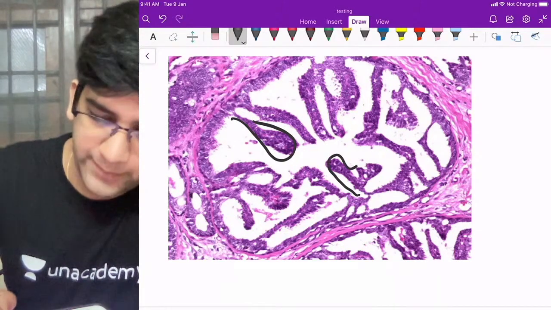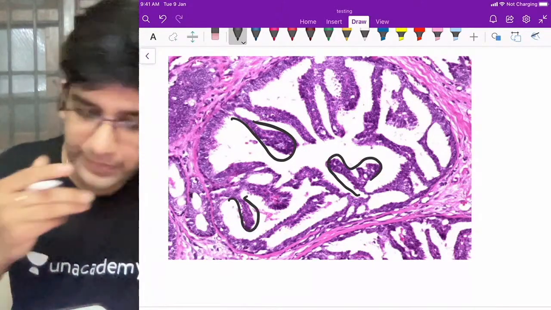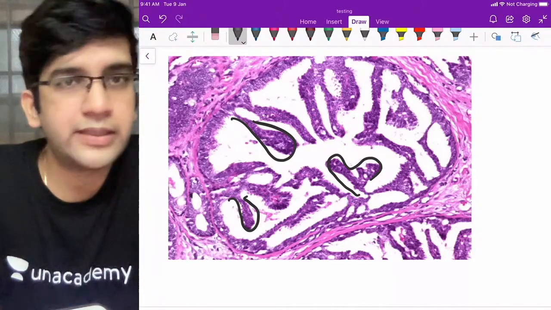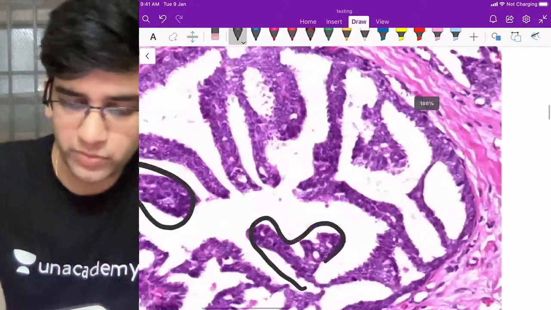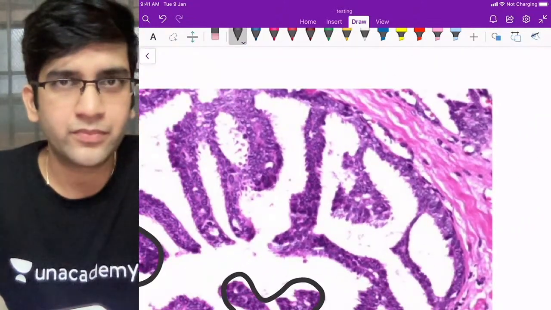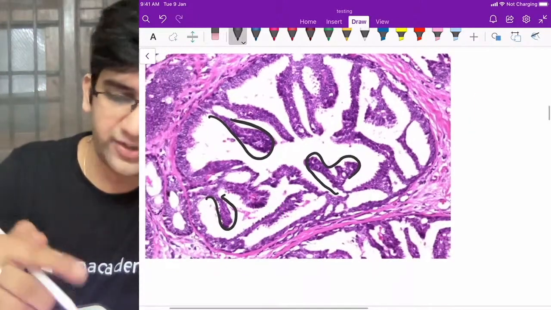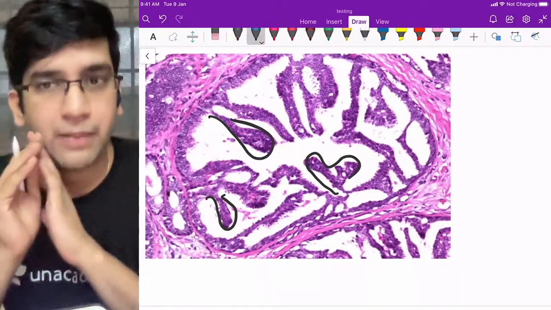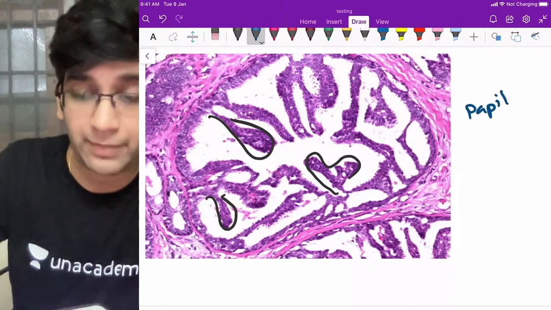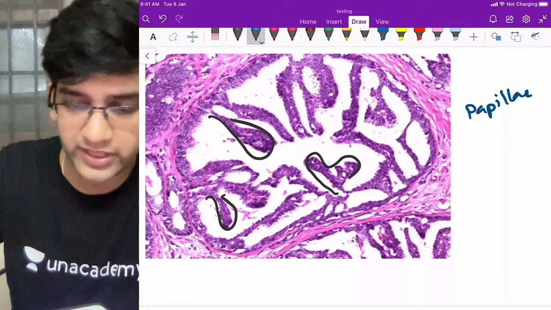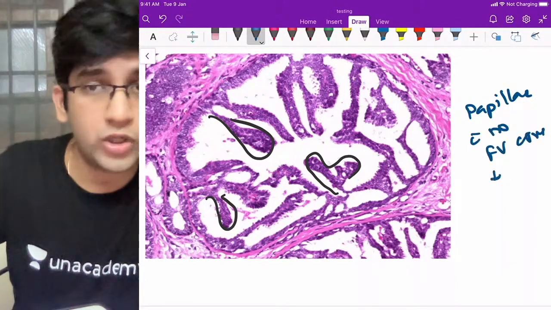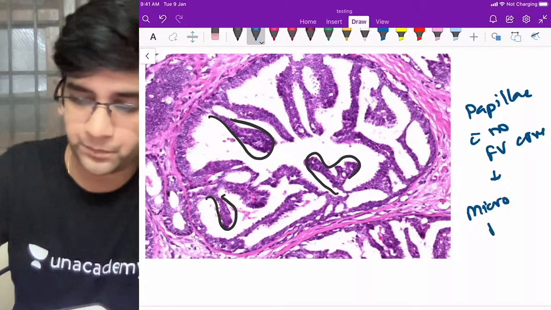Only one thing I wanted to add. Do you think the papillae here has a fibrovascular core? Can you see a fibrovascular core here? Maybe I'll zoom it out. Can you see a fibrovascular core, or are you seeing only cells here? You're seeing only cells here, right? I don't see a fibrovascular core. Yes, they are a papillary pattern undoubtedly, but no fibrovascular core. But we know that whenever I have papillae, there should be a fibrovascular core, right? When there's none, I'm going to call it a micropapillary pattern.